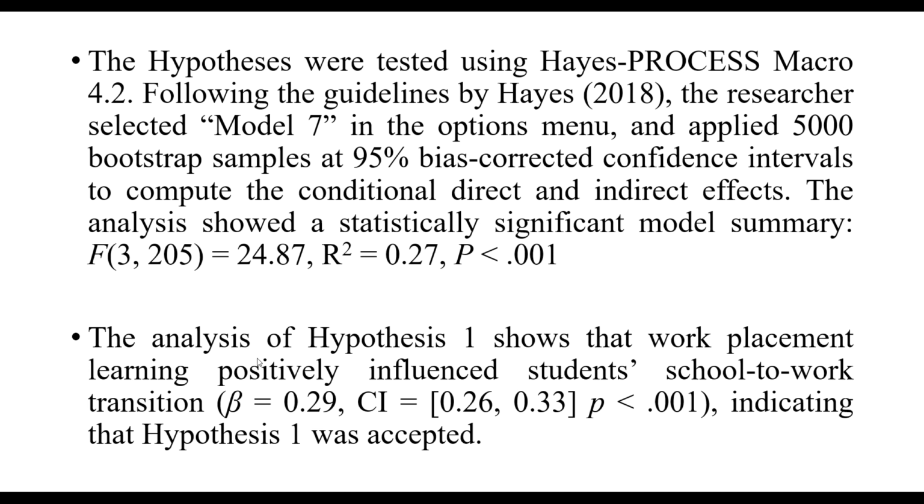Okay, the analysis of hypothesis 1 shows that work placement learning positively influenced students' school to work transition, and this is the regression beta weights, just like I've explained in the analysis before now, indicating that hypothesis 1 was accepted. So this is how you're going to write it in your own result, and then go on to discuss the implications, what this means. So it could be that as the students engage more in work placement learning, they are most likely to engage more in school to work transition processes, such as engaging in career training, workshops, career fairs, and so on and so forth.